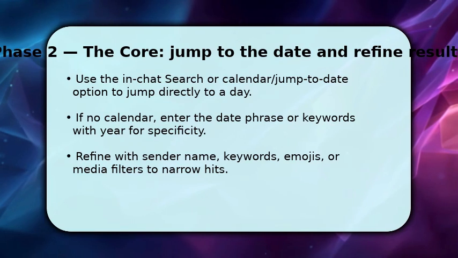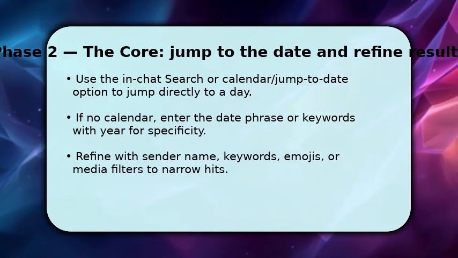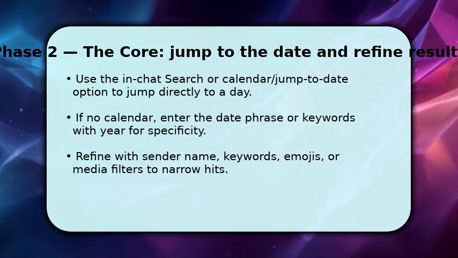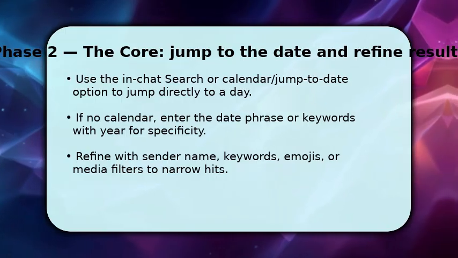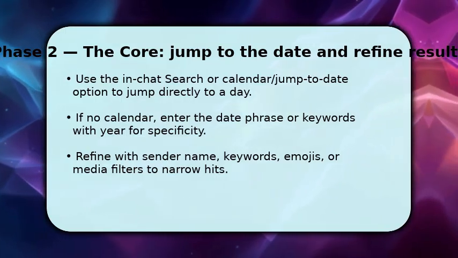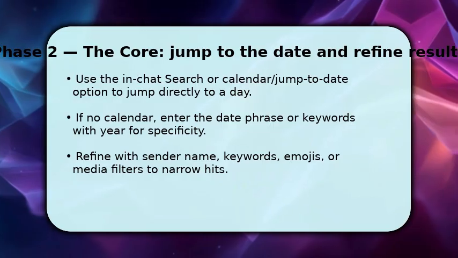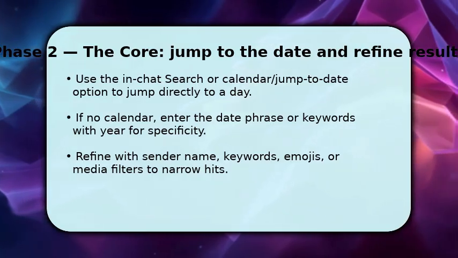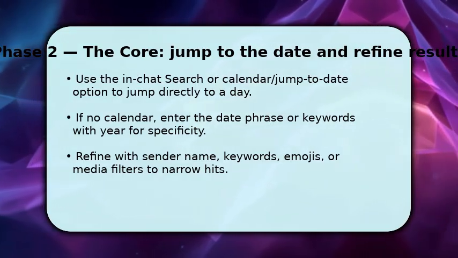Now perform the jump. Open in-chat search and look for a calendar or jump to date control. Tap it and select the exact day. If that control isn't available, type the date phrase as shown in chat or enter a nearby keyword plus the year to force the index to the correct range.